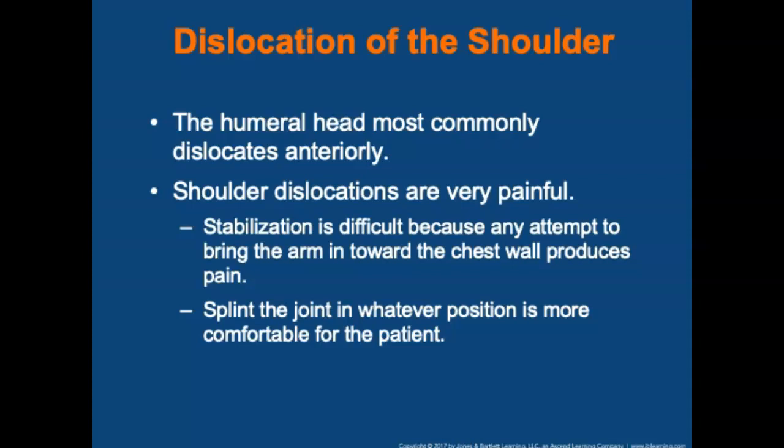The patient will guard the shoulder and try to protect it, holding the dislocated arm in a fixed position against the chest wall. The shoulder joint is usually locked, and some patients may report numbness in the hand. Stabilizing an anterior shoulder dislocation is difficult because any attempt to bring the arm toward the chest will produce pain. So you must splint the joint in whatever position is most comfortable for the patient, if necessary placing a pillow, rolled blanket, or towel between the arm and the chest to fill that space and stabilize the arm, and then apply a sling to the forearm or wrist to support the arm. Secure the arm in the sling and pillow to the chest with a swath, and transport the patient in a seated or semi-seated position.